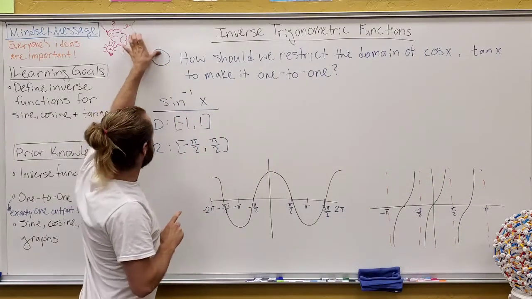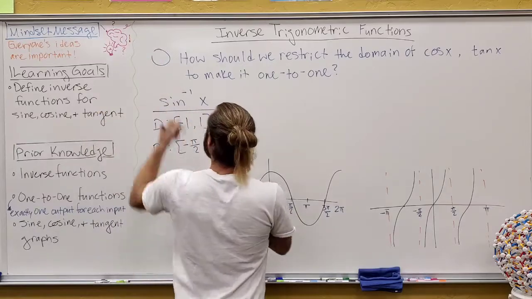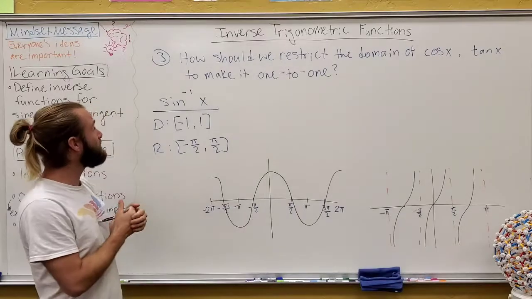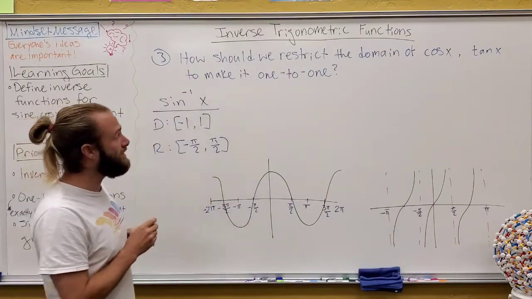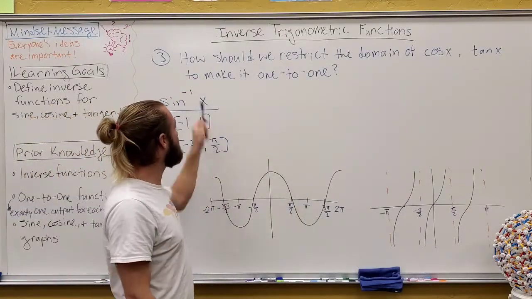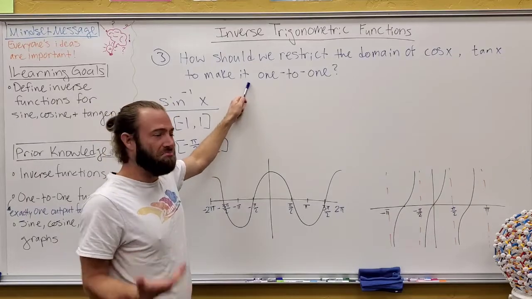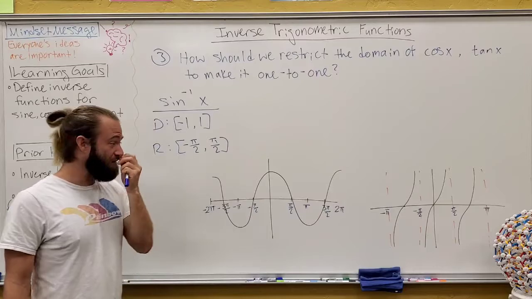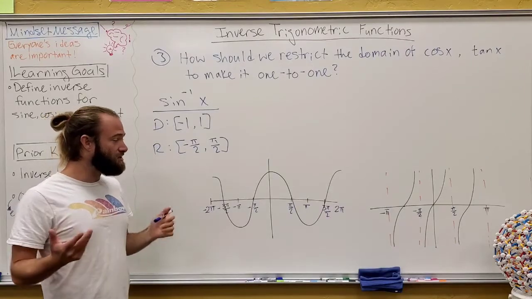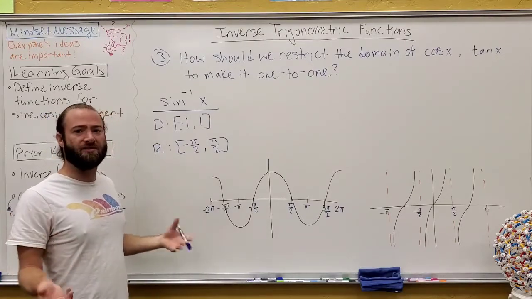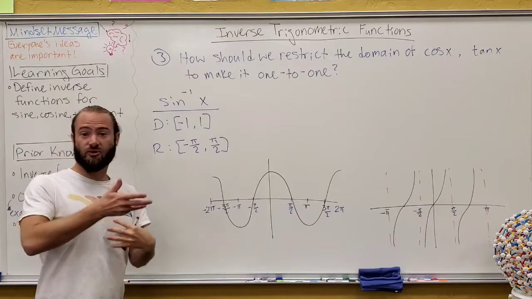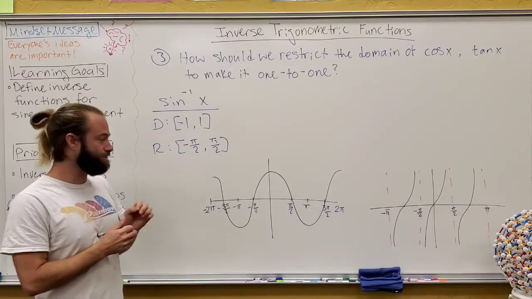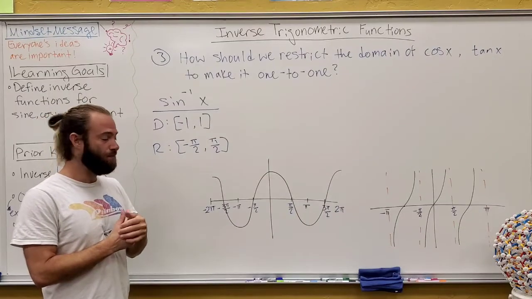So, whoops, I should have labeled this number 3. So this technically would count as number 3. This is one I'll ask you to do yourself. How should we restrict the domain of cosine x and tangent x to make them 1 to 1? So here's cosine's graph and tangent's graph. You can pause and just think for yourself, where would you cut these so that when we do the inverse, that it is a function, right? So go ahead and do that now.